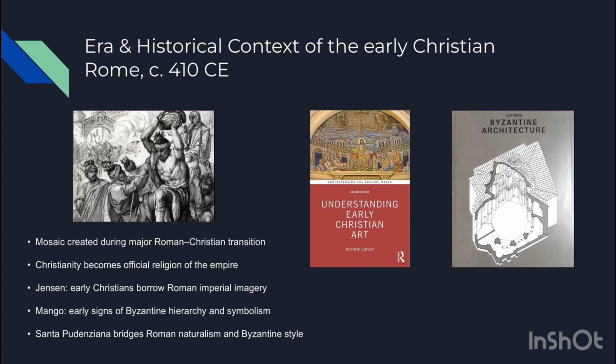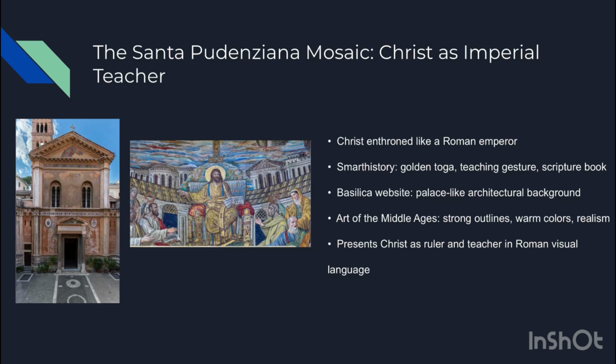At the same time, Cyril Mango's Byzantine Architecture and Decoration shows that even in late Roman works like Santa Pudenziana, we can already see the early foundations of Byzantine visual culture, including hierarchy, symbolism, and the use of sacred architectural space. Together, these insights help us understand Santa Pudenziana as a transitional work that bridges Roman naturalism and the emerging Byzantine aesthetic. The Christ Pantocrator at Santa Pudenziana is one of the earliest surviving images of Christ enthroned in majesty.